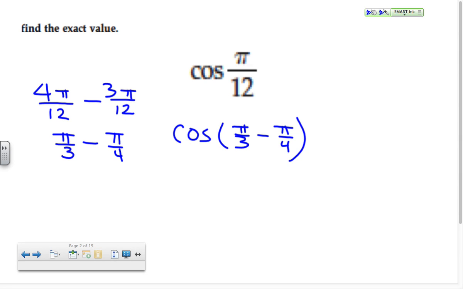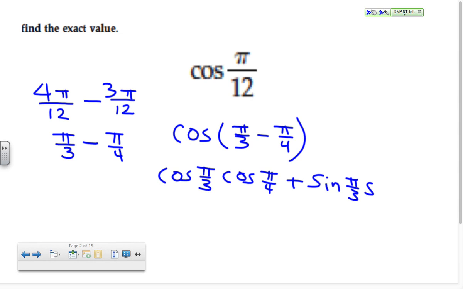So now that I have this, I can rewrite it using my formula, and I didn't put it on this one, I should have. The formula for cosine with a minus sign in it is cosine x cosine y, which is cosine pi over 3 times cosine pi over 4, plus, ironically, it's a minus problem but it only uses plus, sine x sine y. So now I have this problem. I've used my formula to rewrite it.